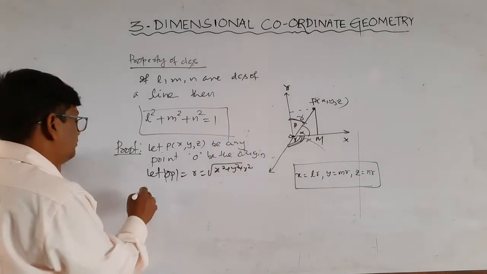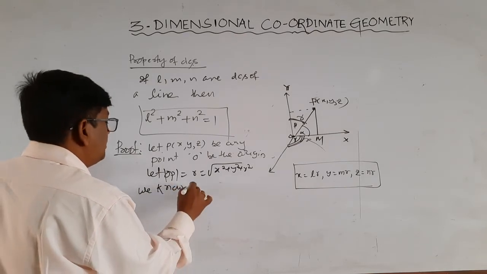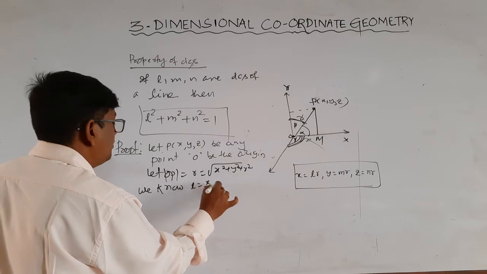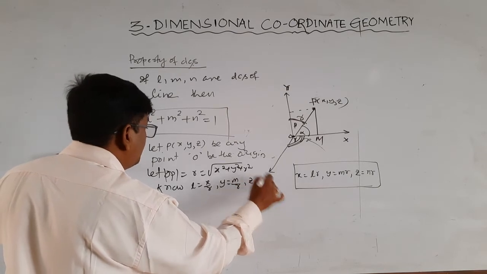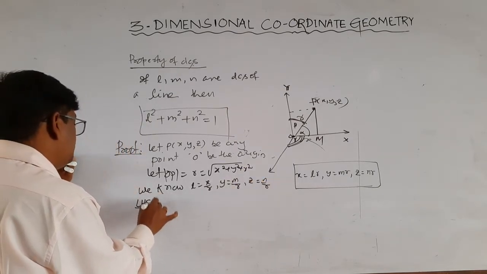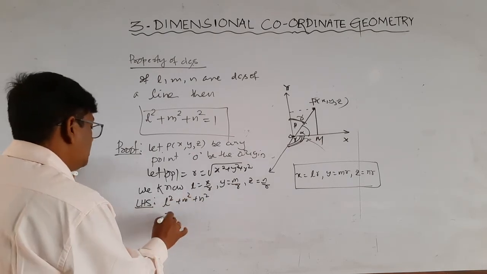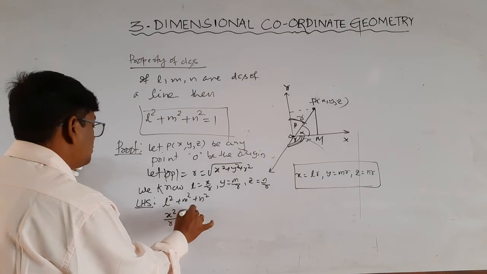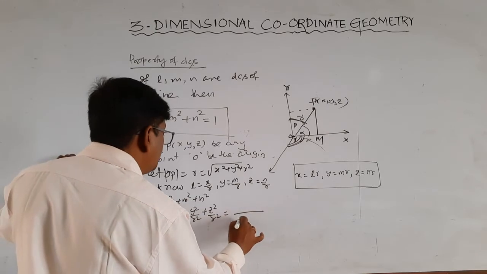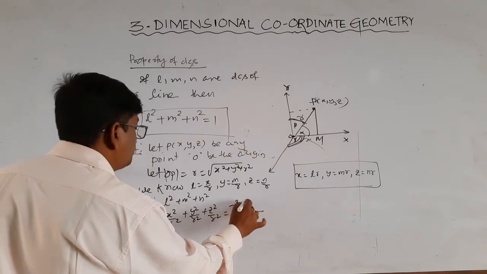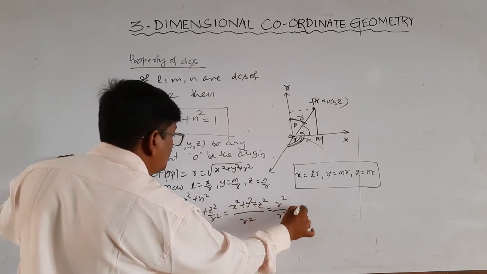We know from the previous concept that x is equal to l by r, y is equal to m by r, and z is equal to n by r. So the left hand side is l square plus m square plus n square. l square means x square by r square, plus y square by r square, plus z square by r square. Taking LCM r square, x square plus y square plus z square by r square is equal to r square by r square, which is equal to 1.